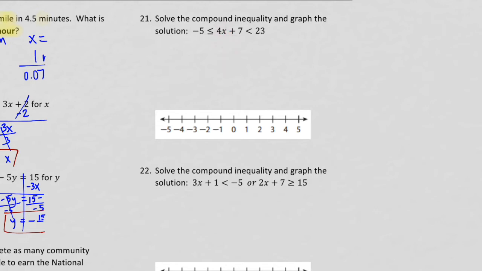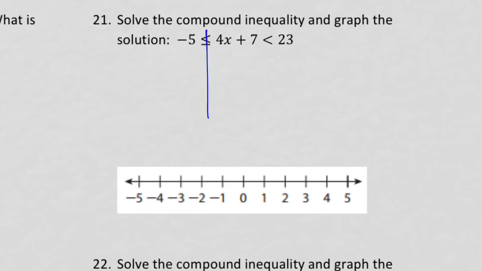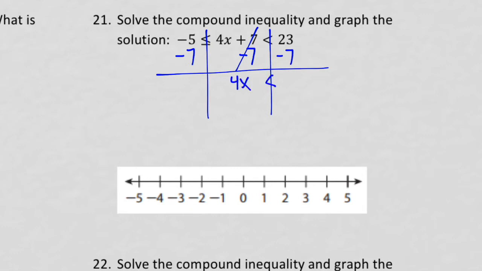Here we go. That's what I mean by this. We're going to basically leave the x by itself in the middle, which means get rid of the 7, get rid of the 4. So I'm going to subtract 7 first. But in this type of inequality, you got to do it to all sides. So you got to do it on the right side. You also got to do it on the left side. This cancels, so it's just 4x. My inequality symbols stay where they are. On the right side, 23 minus 7 is 16. On the left side, negative 5 minus 7 is negative 12.